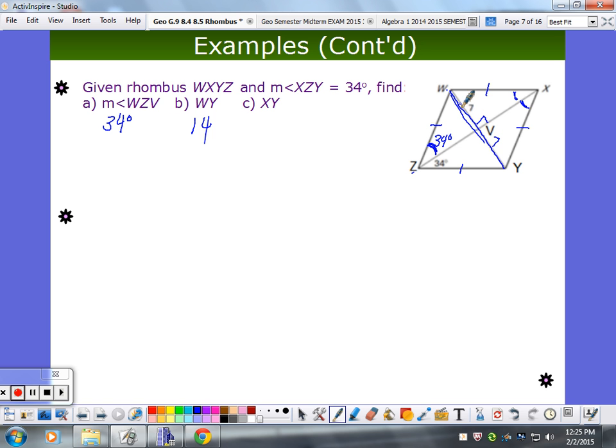And again, that's a parallelogram property, so that still works for a rhombus. XY is this little guy right here. Boy, how are we going to do that? How are we going to do that? Jerry, tell us how. Walk us through it.